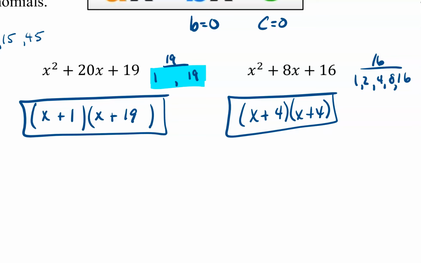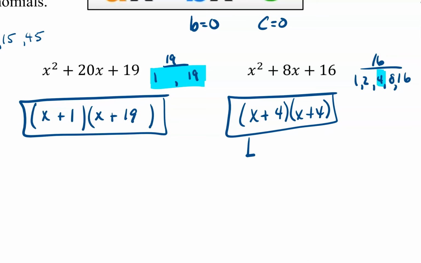In the last group, it was kind of interesting. There were several factors of the number 16. None of the pairs, 1 and 16 or 2 and 8, would add or subtract to equal 8, but as it turns out, 4 times itself equals 16, and 4 plus itself equals 8. So the end result here, x plus 4 and x plus 4, is a nice solution.